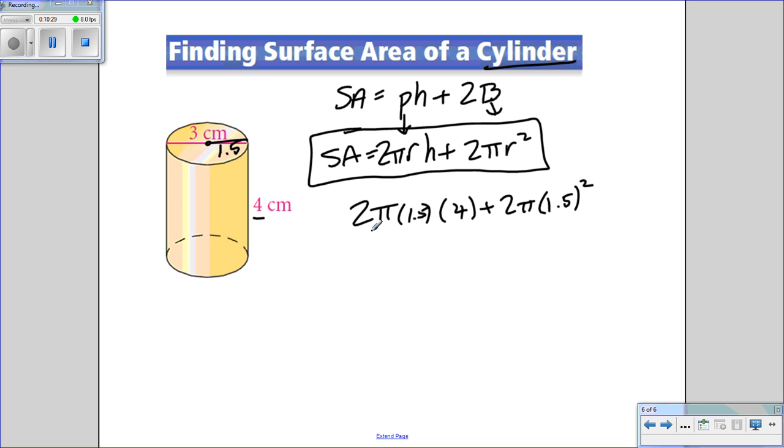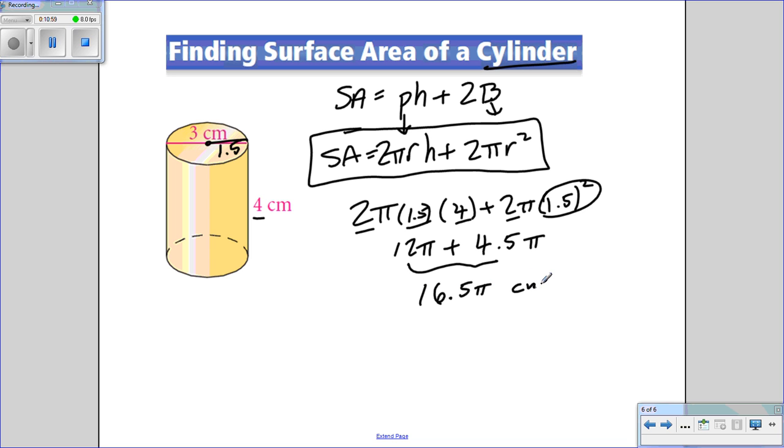Now I'm going to do everything in terms of pi first. So I'm going to multiply everything here. 2 times 1.5 times 4 would be 12. So this is 12 pi. And over here we have 1.5 squared times 2, which would be 4.5, and then pi. And now if I want to bring those together, 12 plus 4.5 would be 16.5 pi centimeters squared. This is in terms of pi.